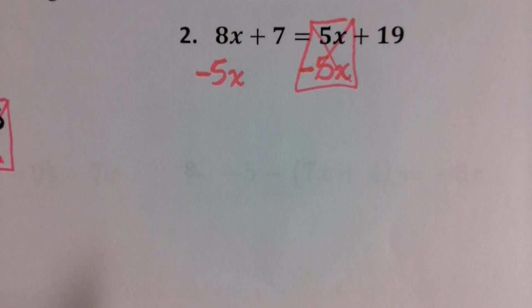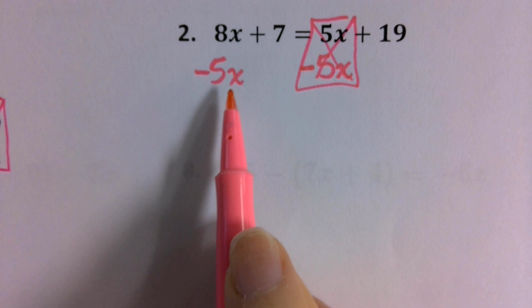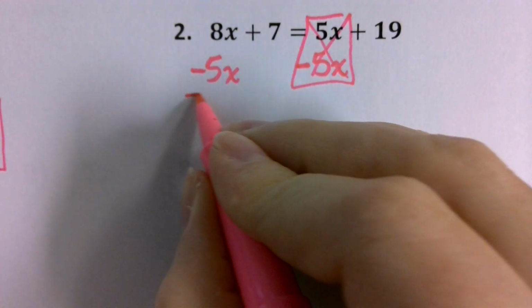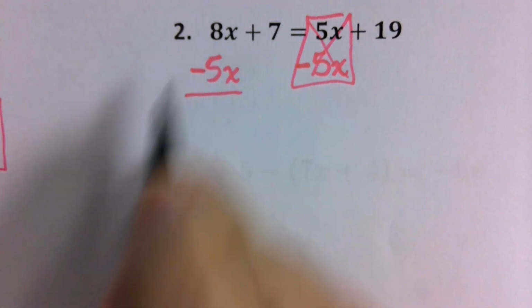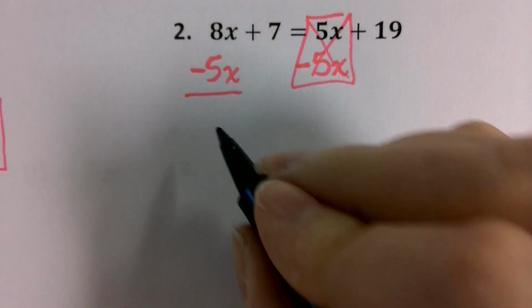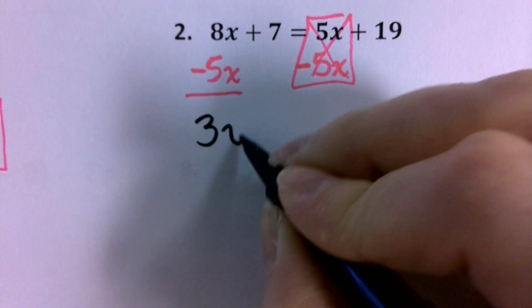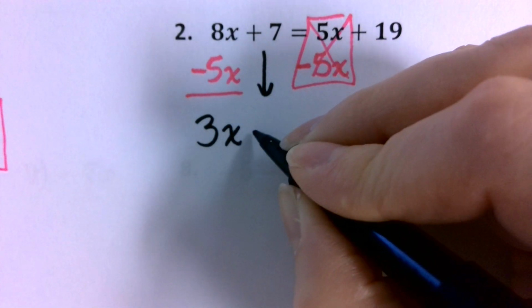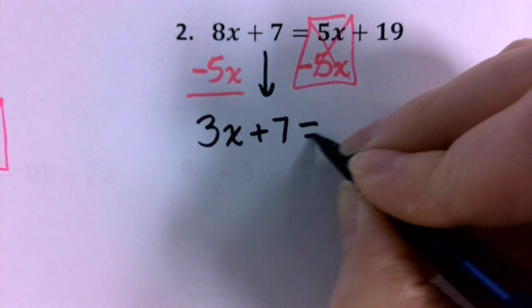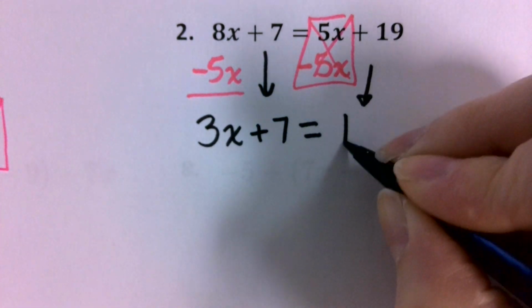Okay, now I'm going to do 8x minus 5x. What is 8x minus 5x going to give me? Come on, guys. What is it? 3x. So we have 3x. We still have a plus 7 that needs to come down. Equals, and that's a positive 19.